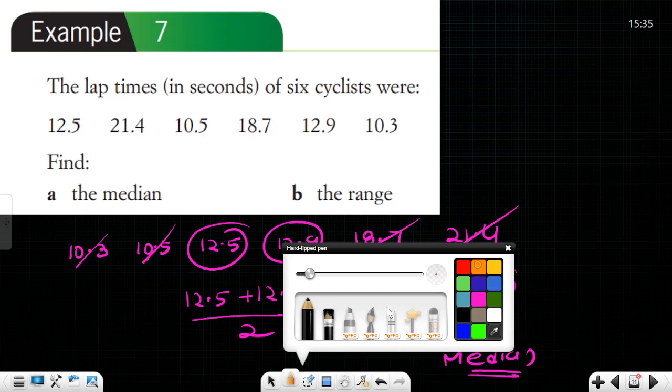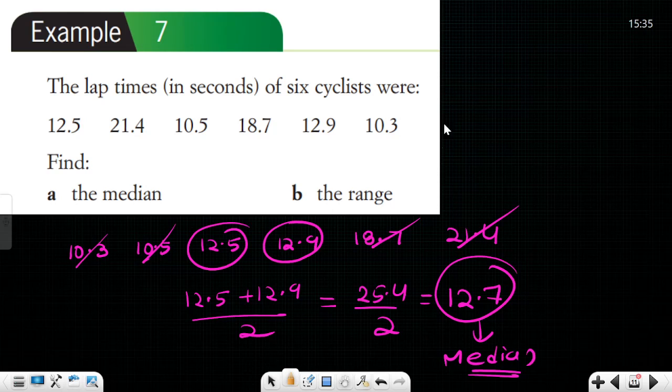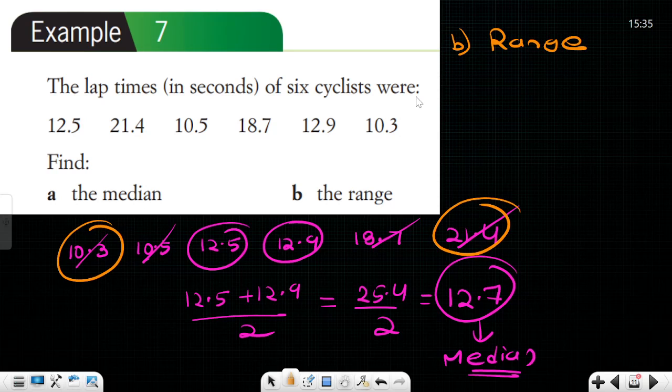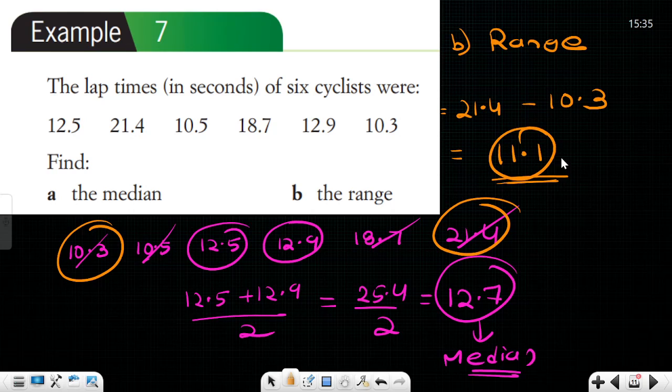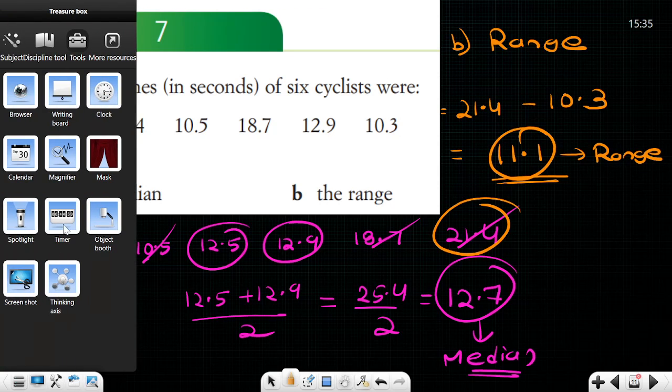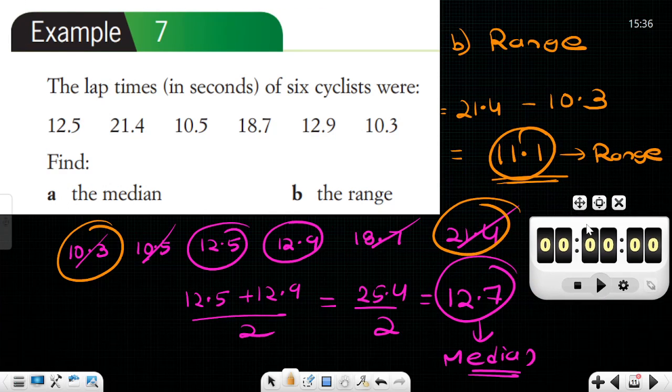Is that clear, Akshita? 12.7. Now, talking about the range. The highest value is 21.4, the least is 10.3. 21.4 minus 10.3 is 11.1. Yes, 11.1 is the range. Now again, I am giving you 1 minute to note this down in your notebook.